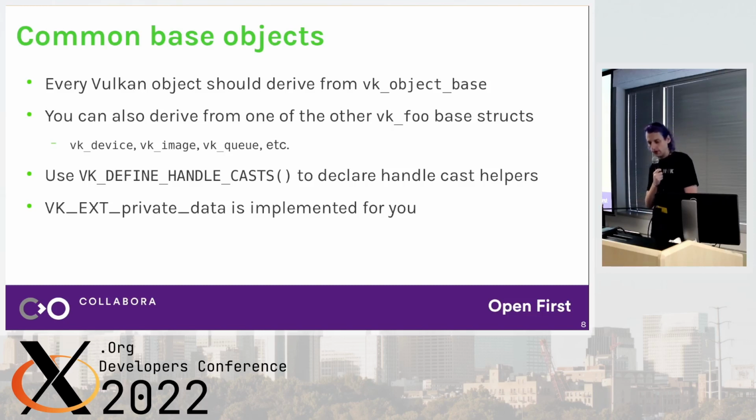You can also derive from other object types, so we have more specific things like vk_device, which has some nice stuff for devices in it, and vk_image and vk_queue, and then those derive from the base struct. So again, it's your standard CS 101 object-oriented programming course.